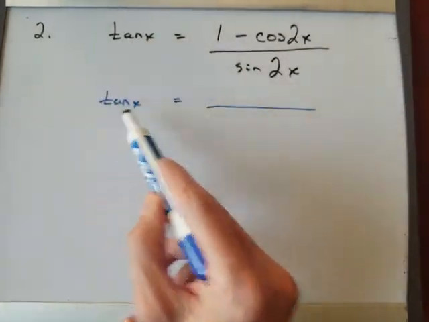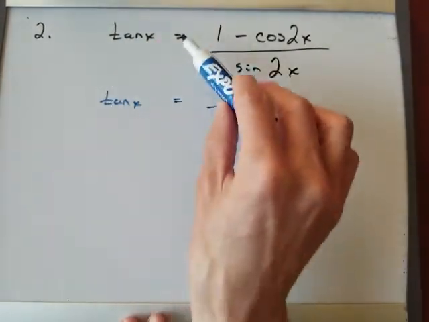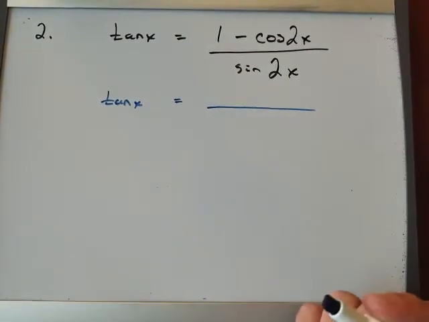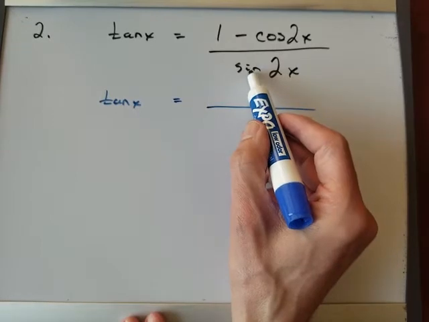And you always write down each step in its entirety. You repeat the tangent, you repeat the equal, and now we're going to do something. Now you might be asking yourself, well, what am I going to do? I'm going to start with a sine of 2x.